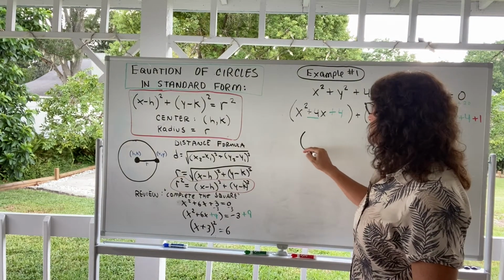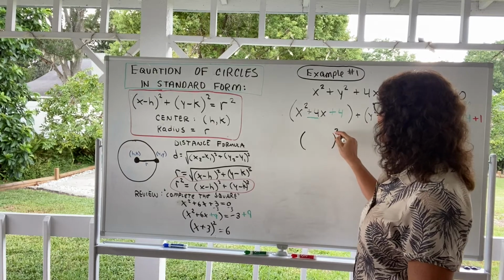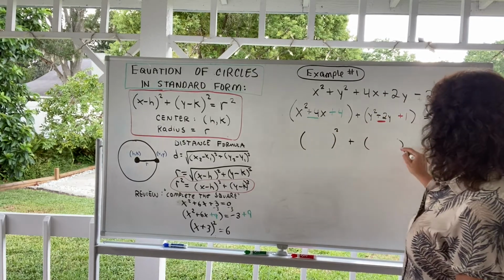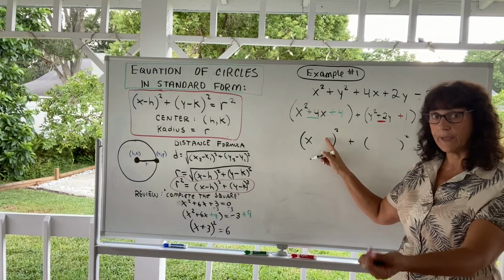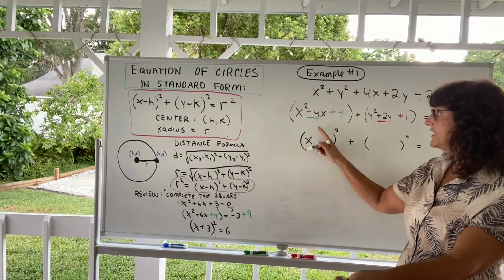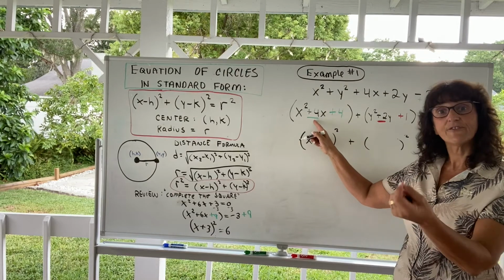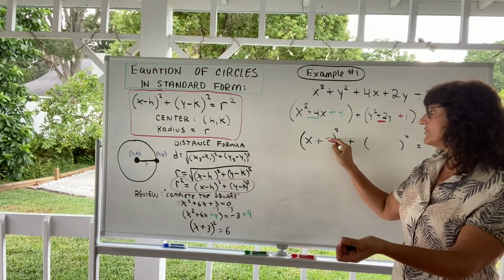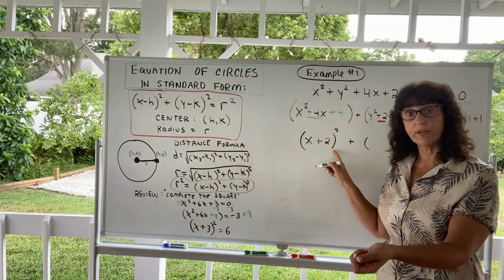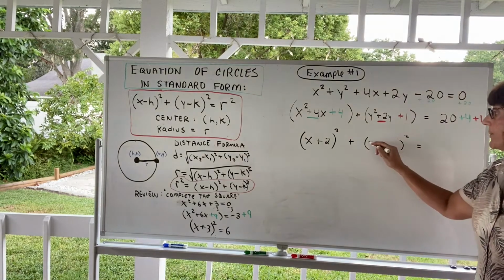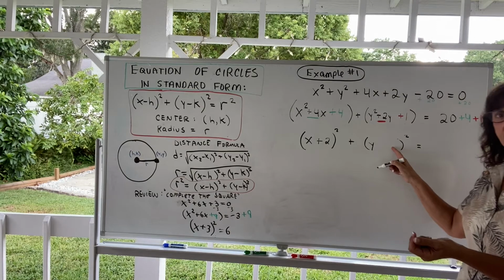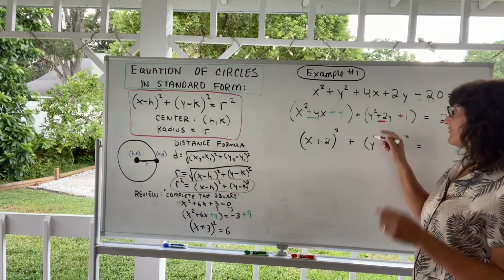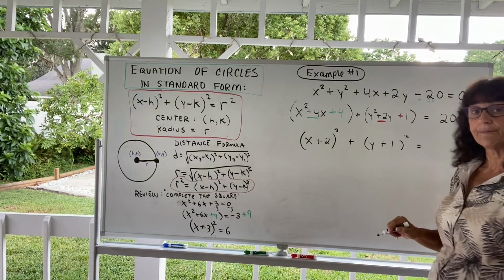So here is our x binomial squared, and here is our y binomial squared. Now what number goes in here? Well, b over 2. What is half of positive 4? Positive 2. That's what goes in the x binomial. What about our y binomial? Y. And what's the number I need with the y binomial? Half of positive 2 is a positive 1.